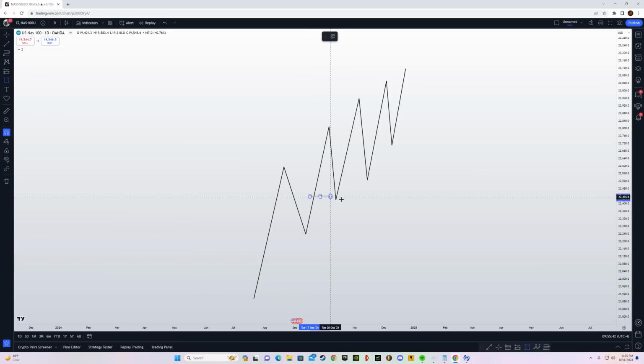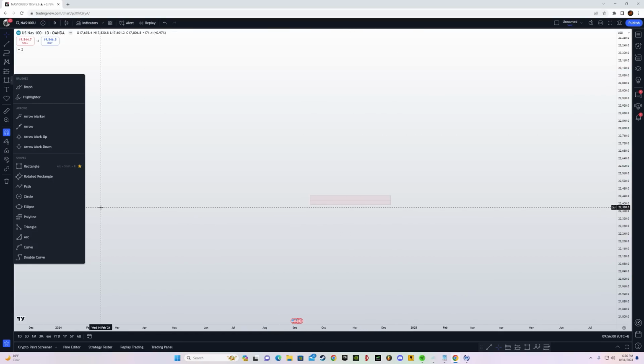And to do so, we simply use SMT that would look like this. So for example, on NAS 100, if price tapped into the daily IRL, but on S&P 500, price failed to tap into the fair value gap, then that is SMT. Or it would look something like this as well on the daily time frame.